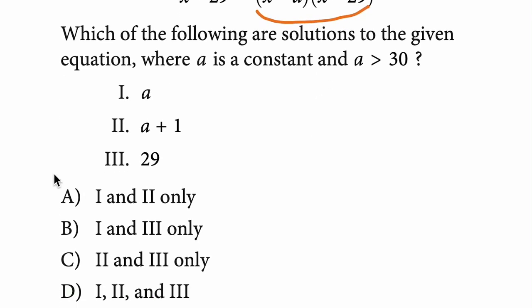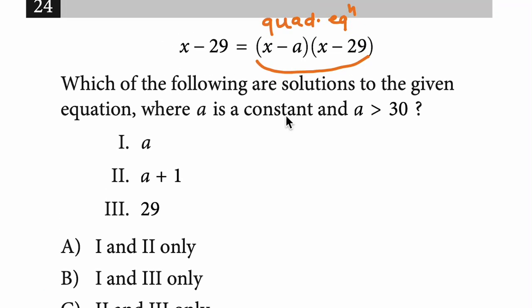And if we see the options, first and second, first and third, second and third, three solutions are not possible because it's going to be a quadratic equation, right? So how to solve it to get the two factors? Let's write it first. x minus a times x minus 29 is equal to x minus 29.